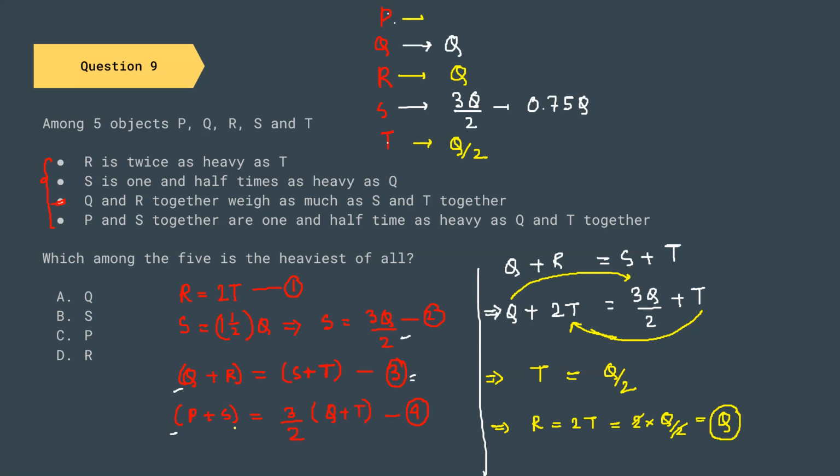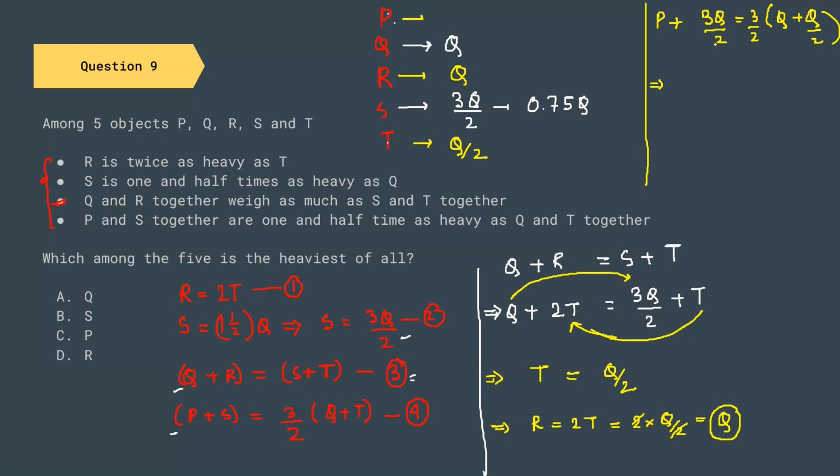We know that P + S = 3/2 (Q + T). We can use this equation to find P. So we are going to just write P. Instead of S, we are going to write 3Q by 2, and then 3 by 2. Instead of Q, it's Q only, and instead of T, we are going to write Q by 2. Let us try to simplify this one.